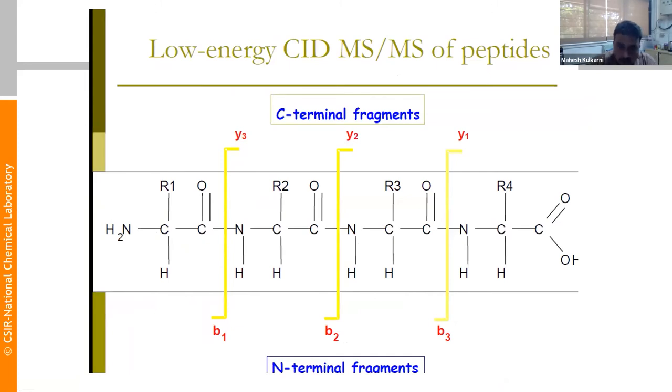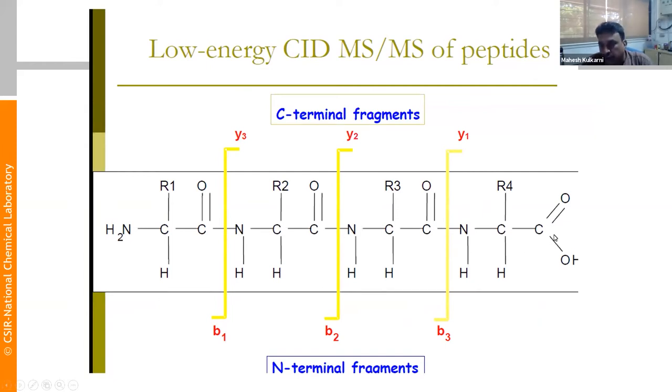Okay, before I go to that cartoon, I would like to brief you on this. Whenever you do a peptide fragmentation using collision induced dissociation, the fragmentation occurs at the peptide bond between C and N, mostly. From the amino terminus, these ions are called B ions, and from the carboxy terminus they are called Y ions. The first fragment formed from the amino terminus is called B1 ion. The second fragment that is formed from the amino terminus is called B2 ion, and so on.